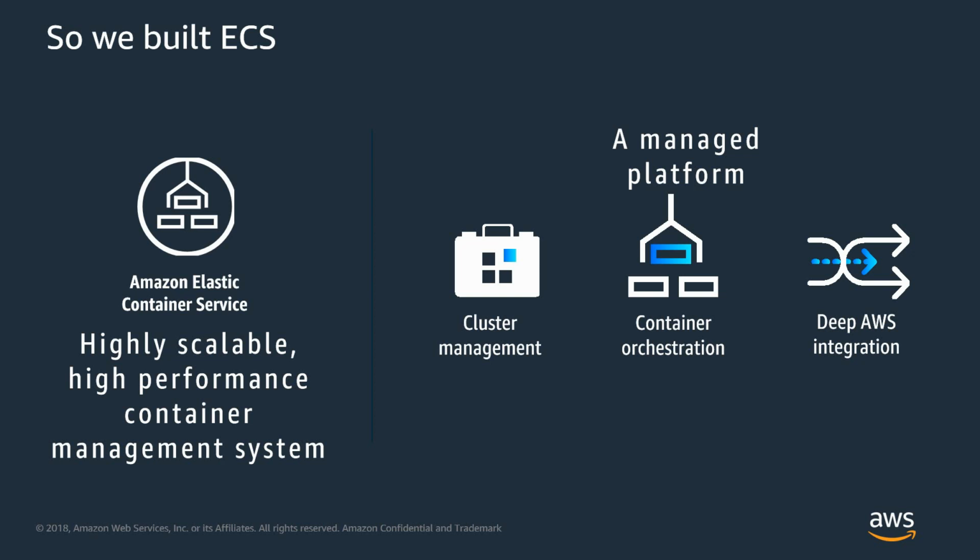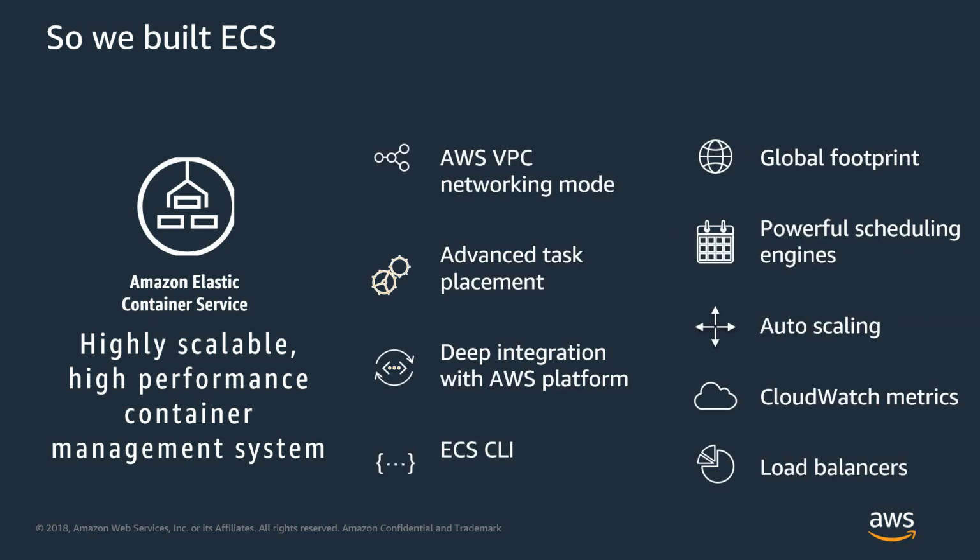So with simple API calls, you can launch and stop Docker-enabled applications, query the complete state of your application, and access many familiar features such as IAM roles, security groups, load balancers, Amazon CloudWatch events, CloudFormation templates, and AWS CloudTrail logs.